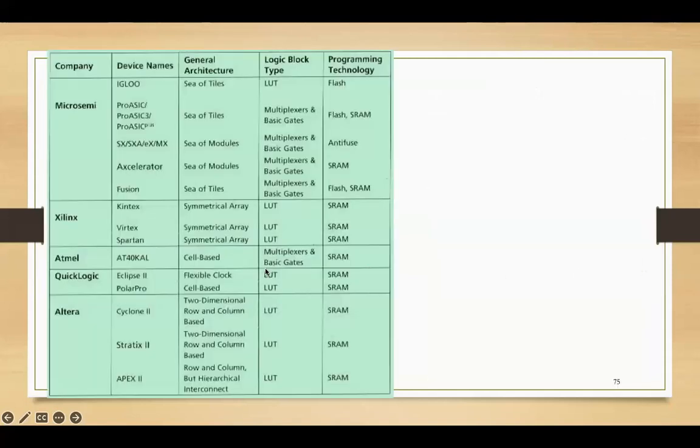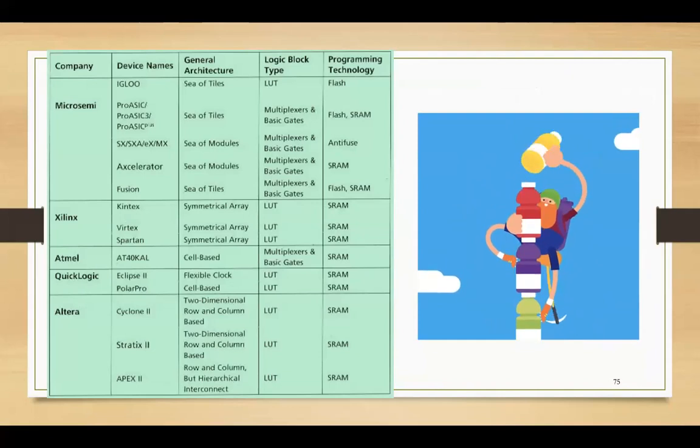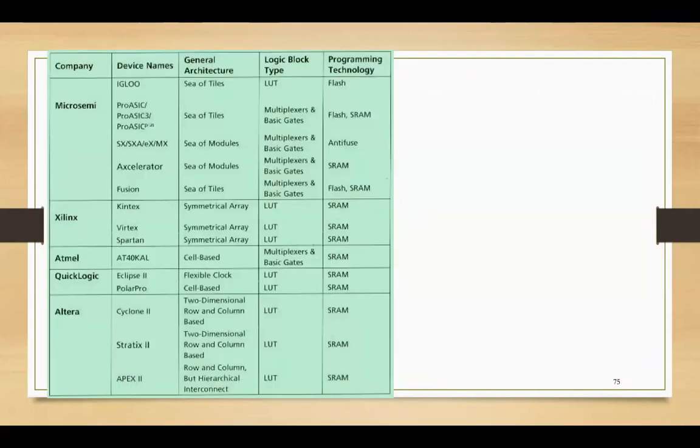Fine. So these are some of the general things that you will have to know: which company makes what devices, and what is the general architecture that they use. Are they using SRAM or flash, which is sea of modules, sea of tiles? Xilinx mostly prefers SRAM. Okay, and Microsemi uses flash.